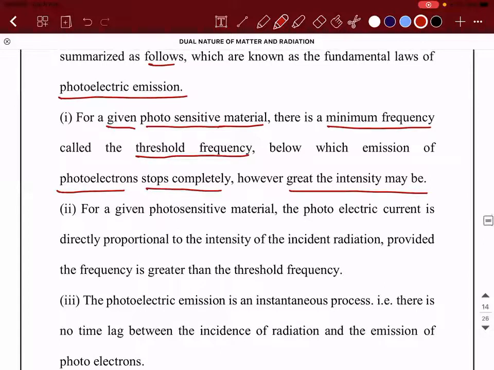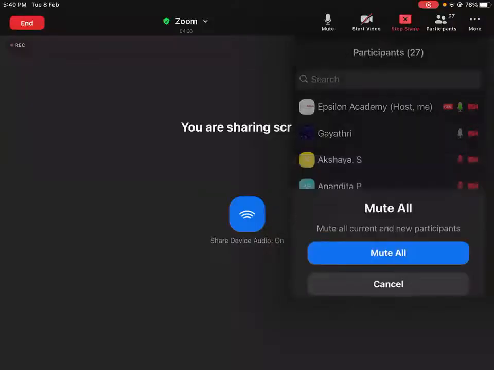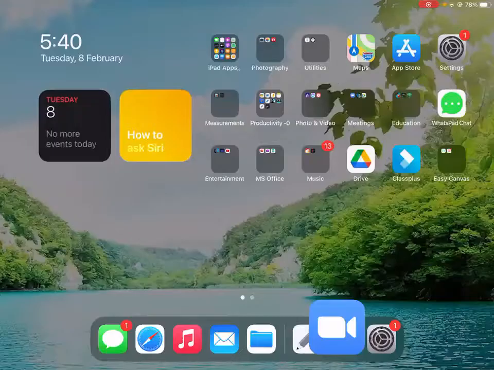Secondly, for a given photosensitive material, I repeat, for a given photosensitive material, the photoelectric current is observed to be directly proportional to the intensity of the incident radiation, provided the frequency is greater than the threshold frequency. So if you're able to overcome the threshold frequency, then you can observe that the photoelectric current is directly proportional to the intensity of the incident radiation.